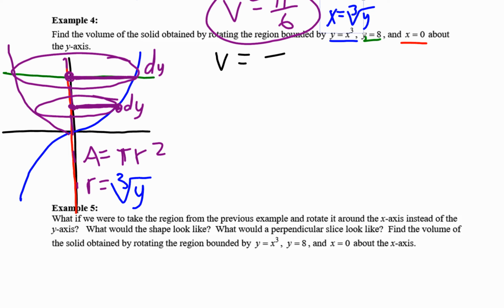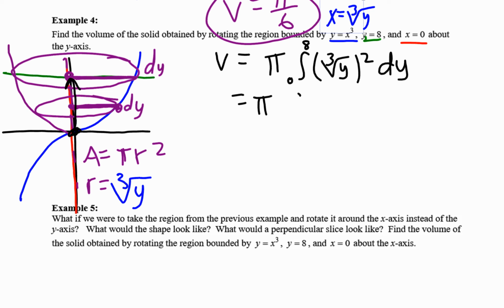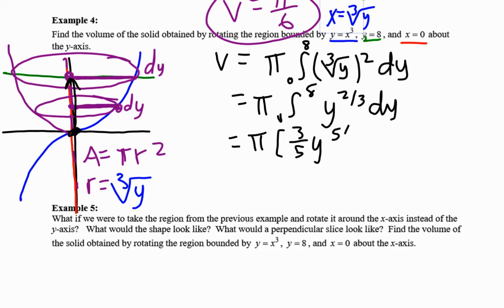Okay, so if we set up our volume, pi times the radius squared, and this time we have to use y values here. So we're going from 0 all the way up to 8. So we get pi, I'm going to rewrite this as y to the 2/3. Now it's just a simple antiderivative. Add 1 to the power, so that would be 5/3, divide by that new power. 3/5 y to the 5/3. And we're going from 0 to 8.